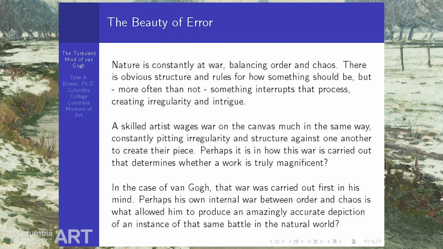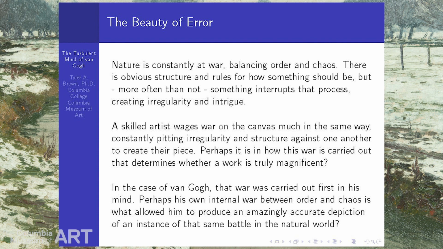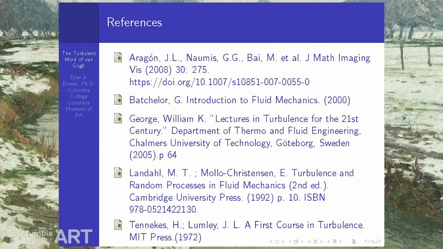In the case of Van Gogh, that war was first carried out in his mind. He had this turbulence going on up in his mind, and that somehow got conveyed to what he painted several times. Perhaps his own internal war between order and chaos is what allowed him to produce such an amazingly accurate depiction of an instance of that same battle in the natural world. It is indeed possible. How that happens is up to speculation.